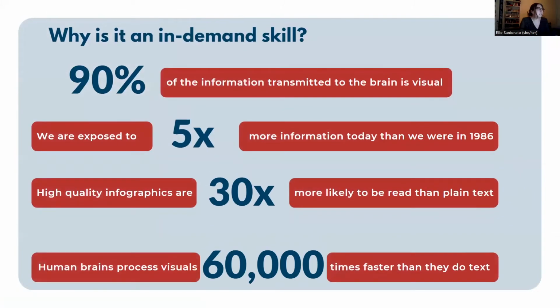To continue our conversation on why it is an in-demand skill, 90% of information is transmitted to the brain visually. We are exposed to 5 times more information today than we were in 1986 just through social media, high quality infographics, and just the increase of technology as well. High quality infographics are 30 times more likely to be read than plain text. We just appreciate concise information. And the human brain processes visuals 60,000 times faster than it does text.